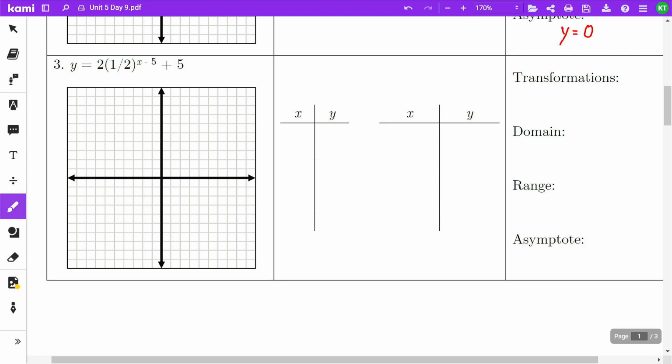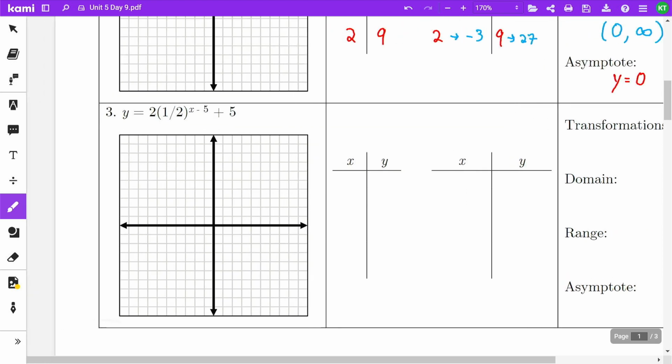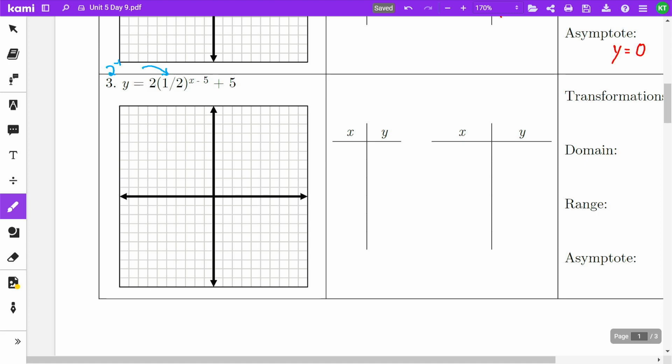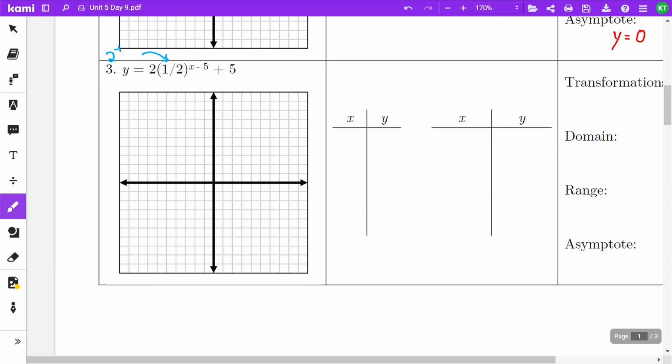I can rewrite 1/2 as 2 to the power of negative 1. So again, I can think of 1/2 as 2 to the power of negative 1. Those two things are equivalent. So if I decide to use 2 as my base, which is a much easier number to use later on down the road, I'm going to just convert my equation down below.